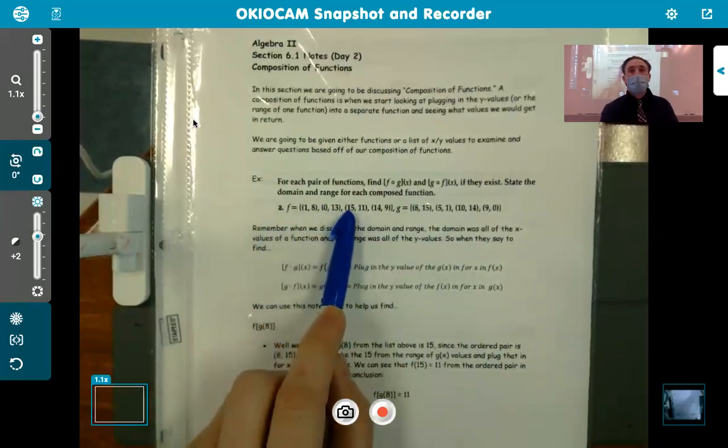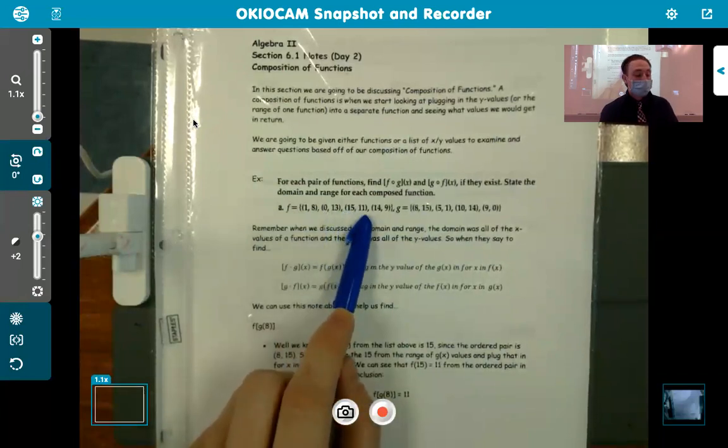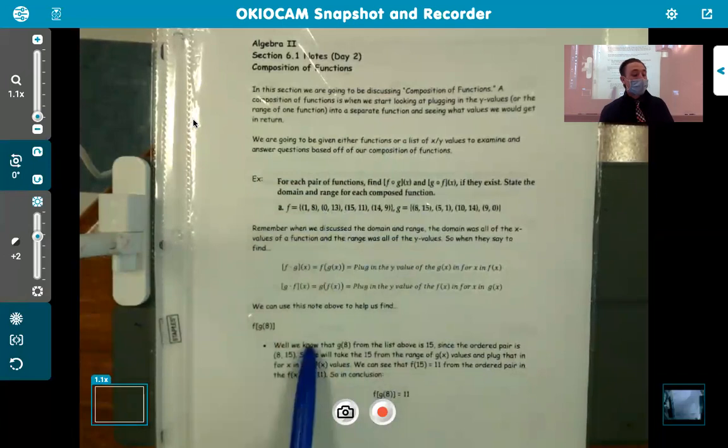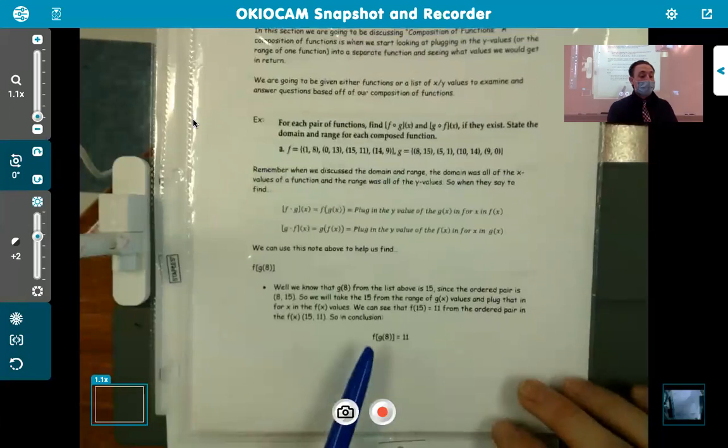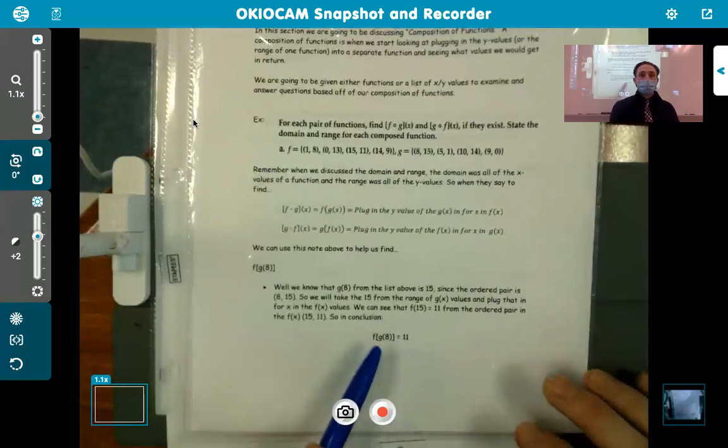And what's the y value for 15 in f of x? 11. So when I circle back around, g of 8 was 15, f of 15 was 11, so f of g of 8 is 11. That is the composition of functions.